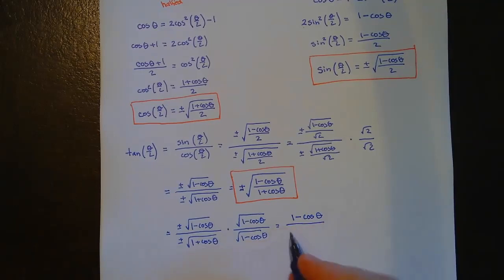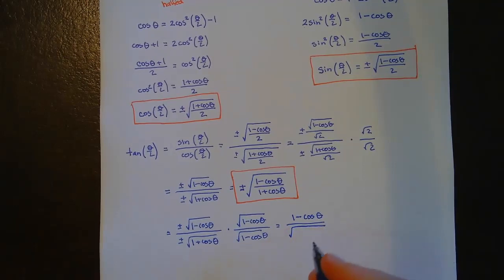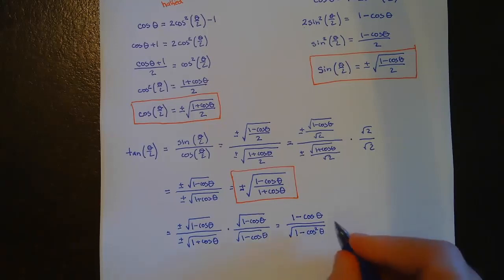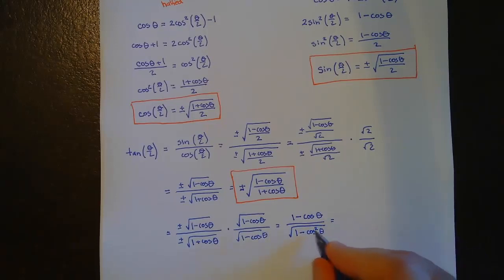This bottom, if I multiply it, becomes 1 minus cosine squared theta. Because if I multiply these, I get 1 times 1, which is 1, times negative cosine theta, positive cosine theta times 1. So the negative cosine theta and the positive cosine theta are going to cancel, and then I'm going to have cosine theta and a negative cosine theta, which makes the negative cosine squared theta. But heck, this is a Pythagorean identity. Okay, so this becomes sine squared theta.